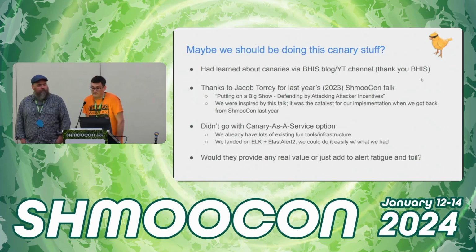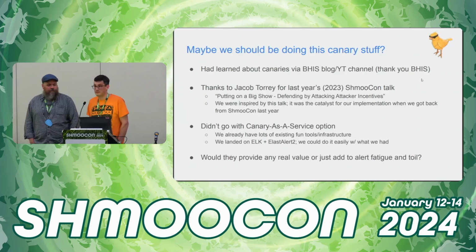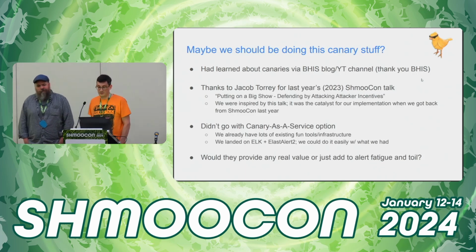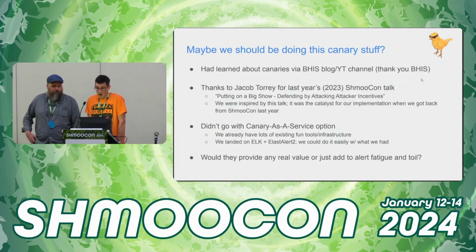From our perspective, just planning out, we chose not to go with Canary as a surface option. That's something that's out there. We already have lots of fun and exciting tools and infrastructure that we control, so we just decided to use what we had. And as you can guess, we landed on ELK and ElastAlert too. We could do it with what we had. But the question was, is this going to provide any real value, or is it just going to give us alert fatigue and be some additional thing that we're going to have to toil over? So that was a big question.